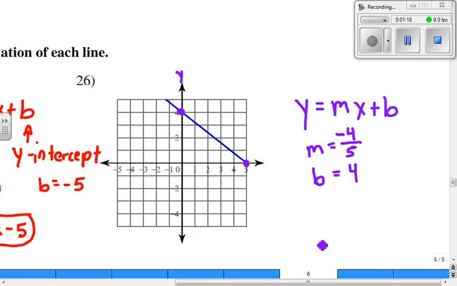And our y-intercept is 4. So our equation is y equals negative 4/5 x plus 4. That's the equation of our line.